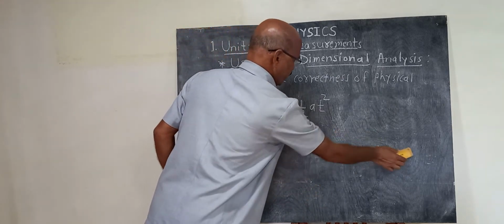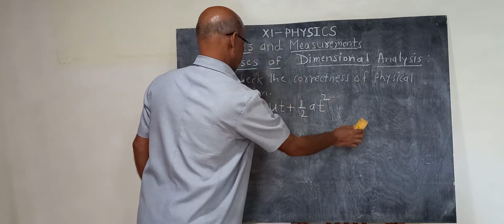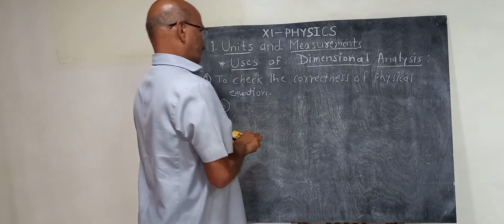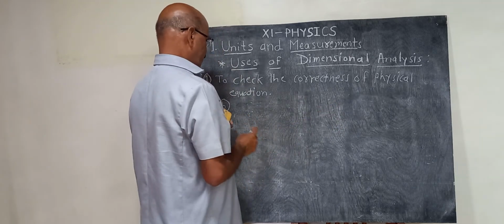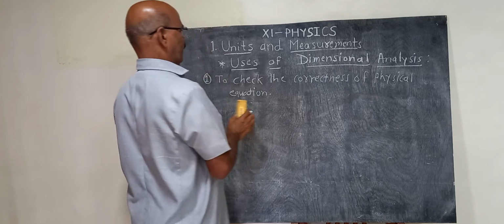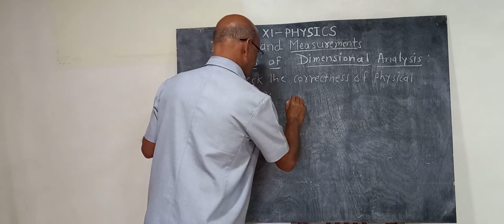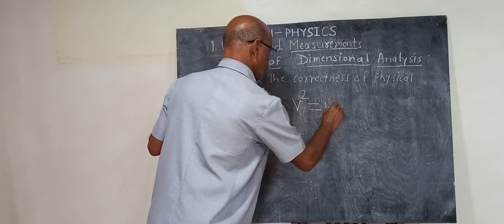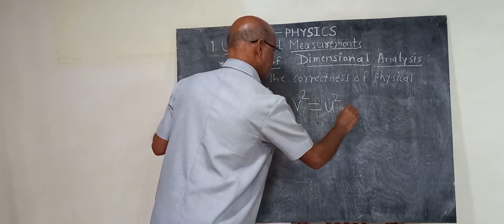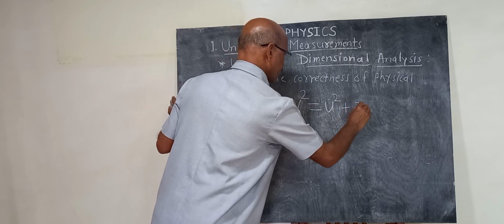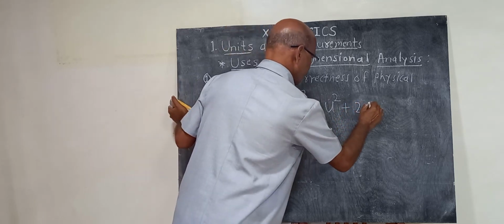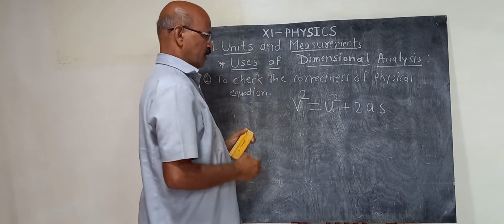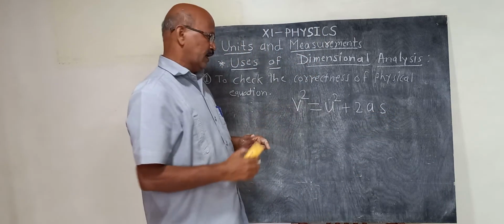Today's homework: check whether the physical equation v square equal to u square plus twice as is dimensionally correct.